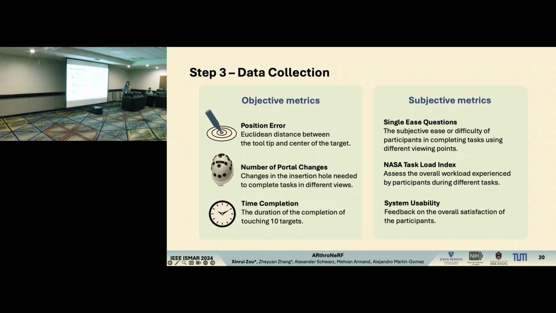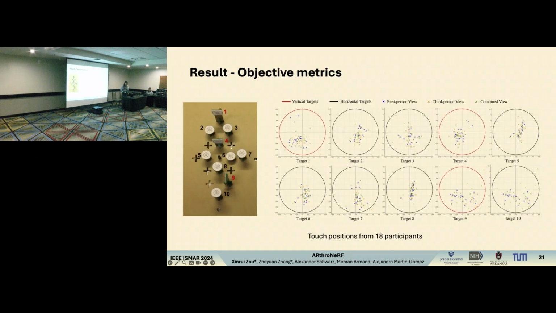We assess the task performance using objective metrics, which are position error, the number of port changes, and the time to completion. We also have subjective metrics to evaluate, for example, the usability and satisfaction of our system. We have the Single Ease Question (SEQ), the NASA Task Load Index, and also the System Usability Scale. And here are the results that show the touch position from 18 participants.